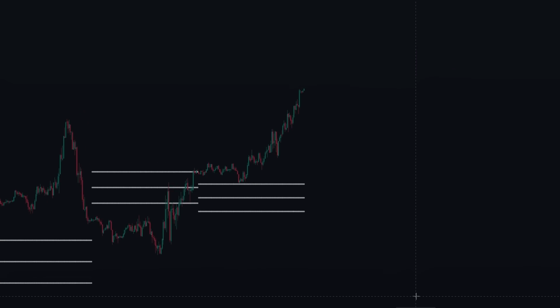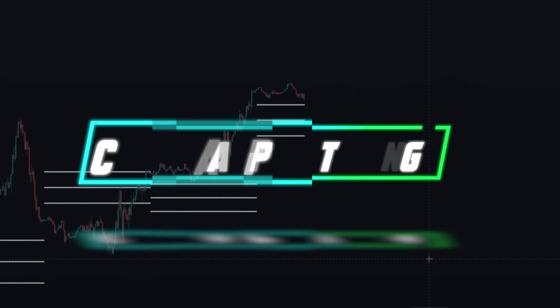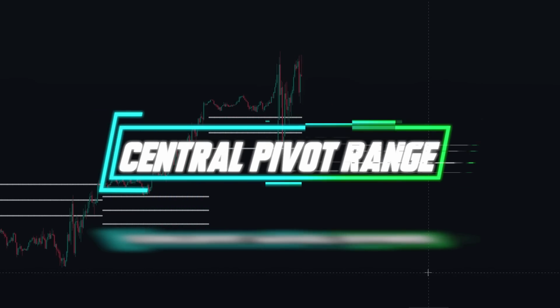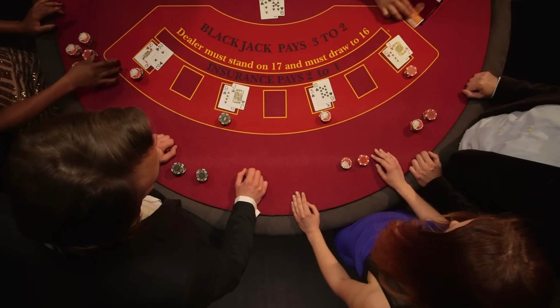Wouldn't it be awesome to decipher which days are ideal for trading and which are not? Today I am here to unveil how the central pivot range indicator can unravel this for you as soon as the daily candle starts.